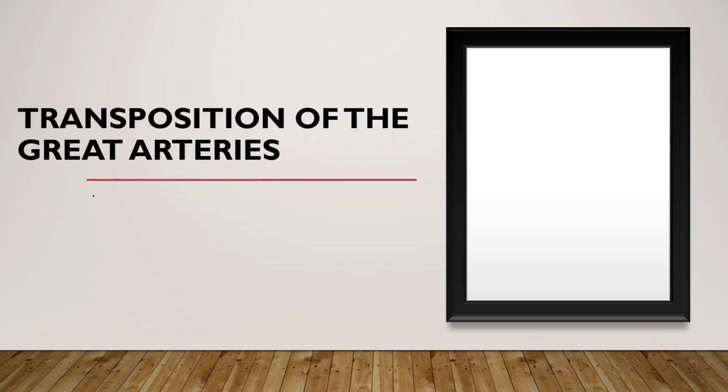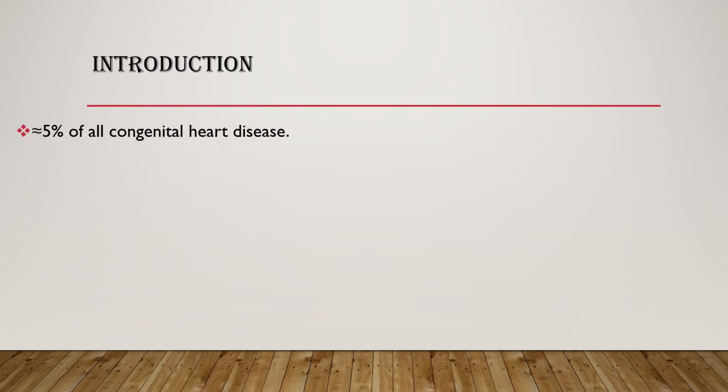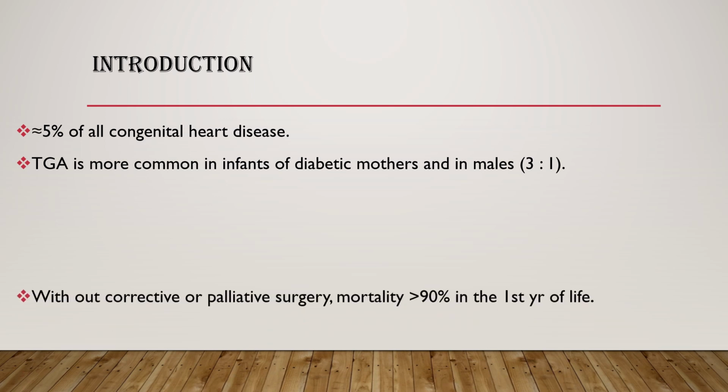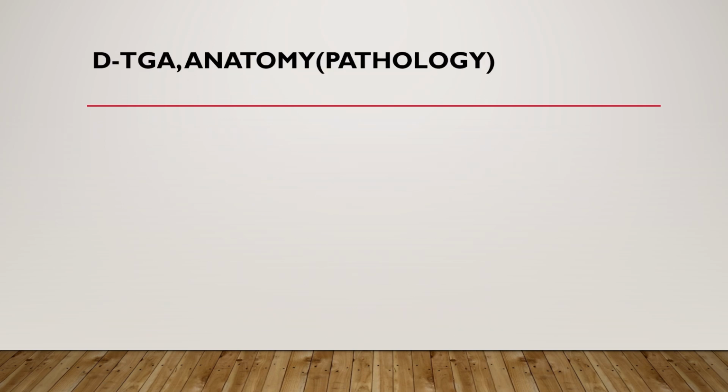The other cyanotic disease, transposition of the great arteries, TGA, is responsible for 5% of all congenital heart disease, and TGA is more common in infants of diabetic mothers and in males. Without corrective surgery or palliative surgery, mortality is more than 90% in the first year of life. There are two types of TGA, DTGA and LTGA.